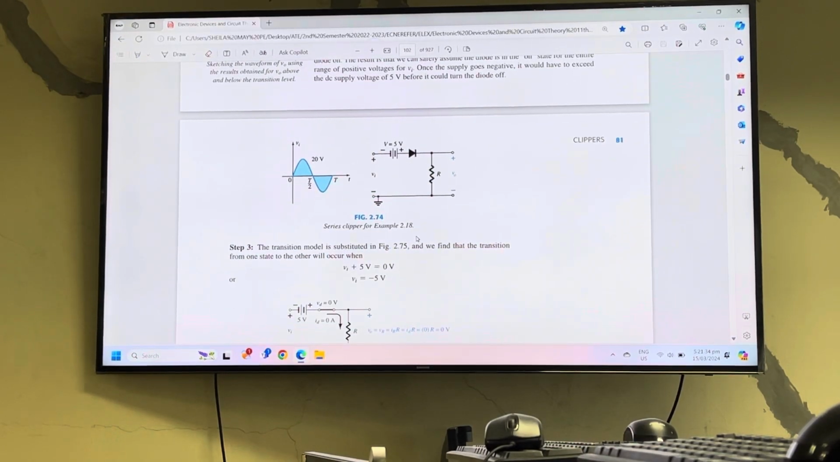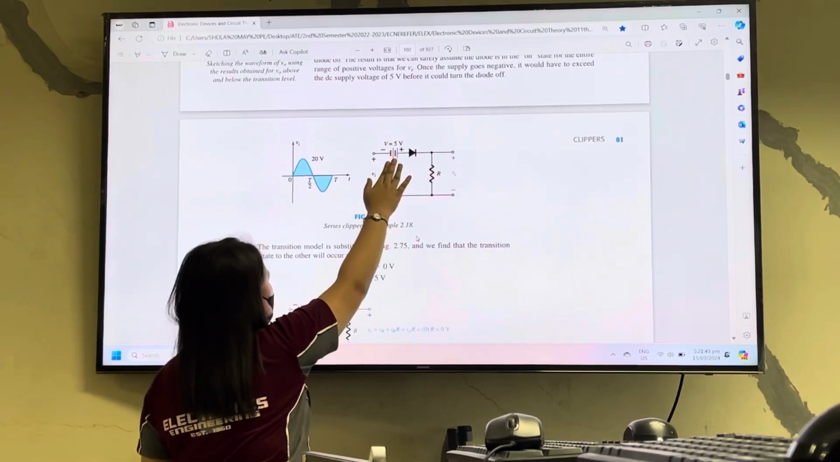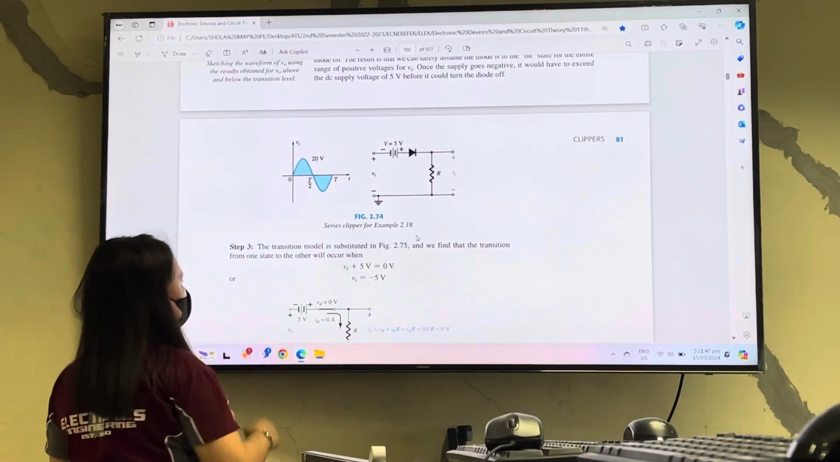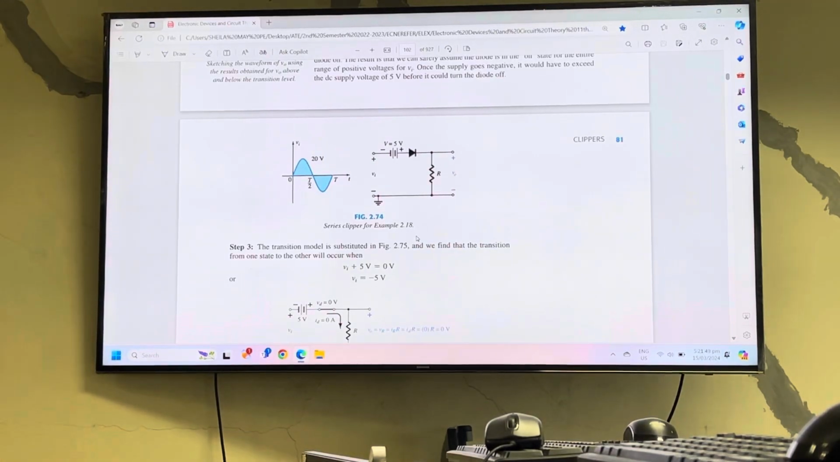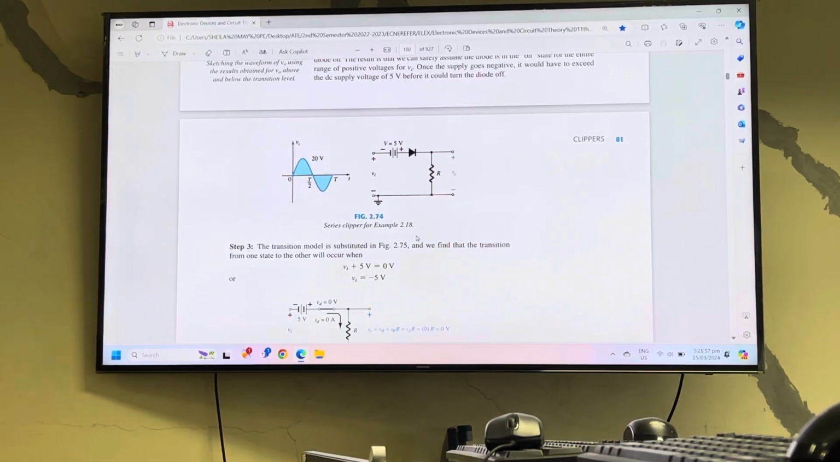Okay. Now first, we have already checked where the V output is. Okay, V output here. The DC is the input we are binding. Let us follow the waveform. So, we need to find next our transition voltage.